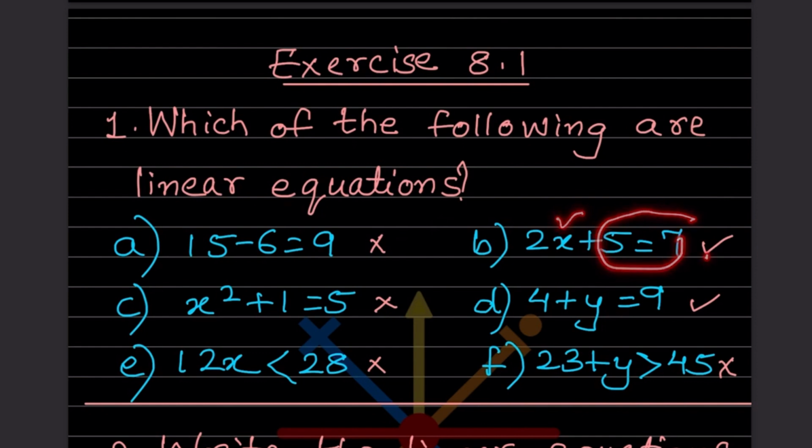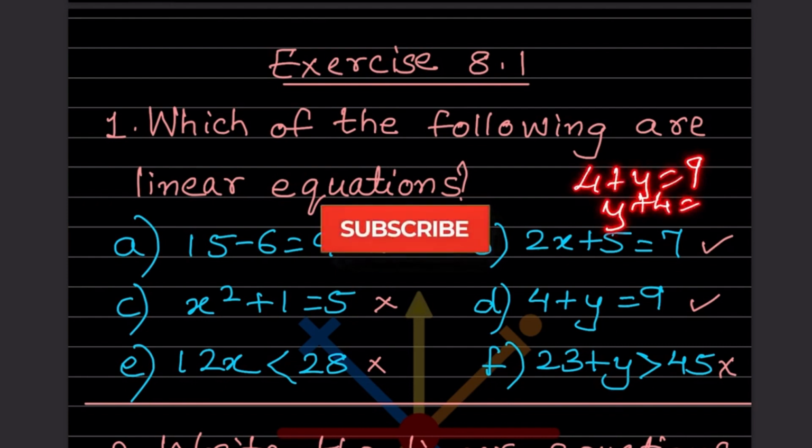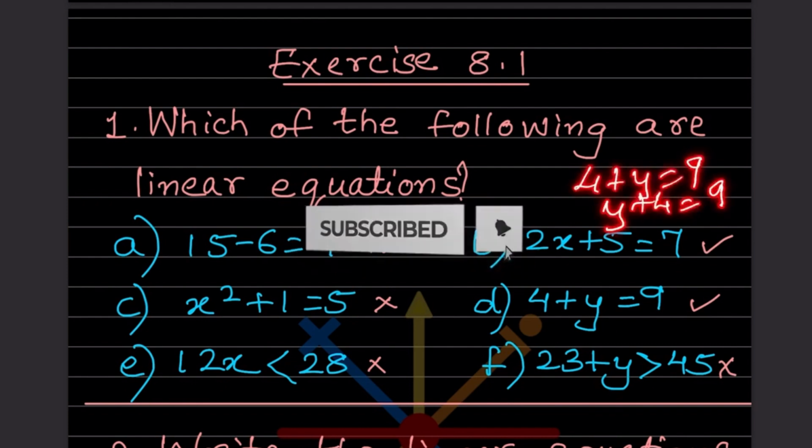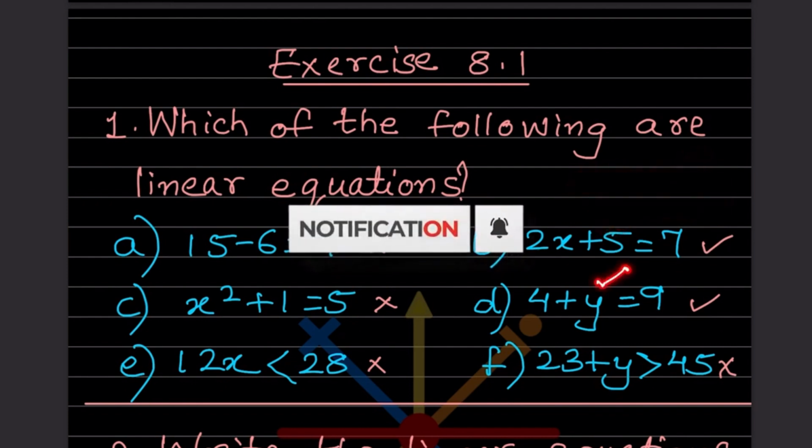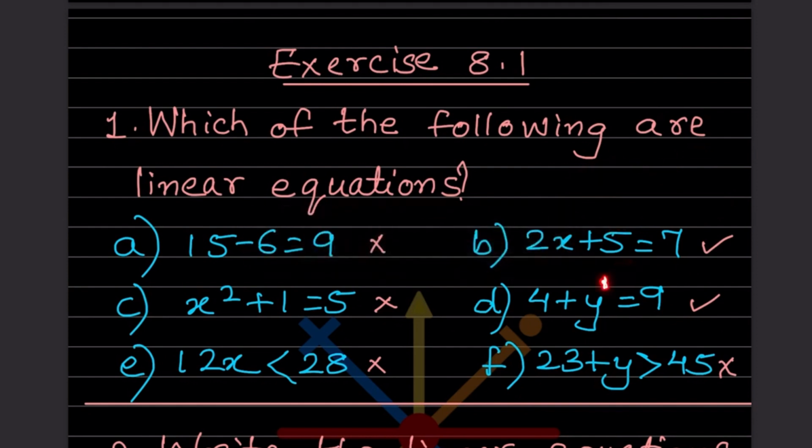So this is a linear equation. Again in this one, as I told you, the power is 2, so this cannot be a linear equation. Here, even if you write 4 plus y is 9 or y plus 4 is 9, both ways it's going to be the same. This is an equation, and y has power 1, so this is a linear equation. Now here it says an inequality. This is not a linear equation. Of course, wherever that sign is there, it is an inequality sign.